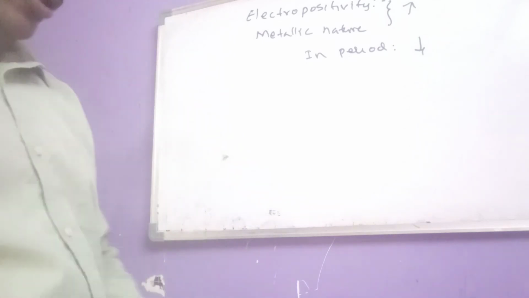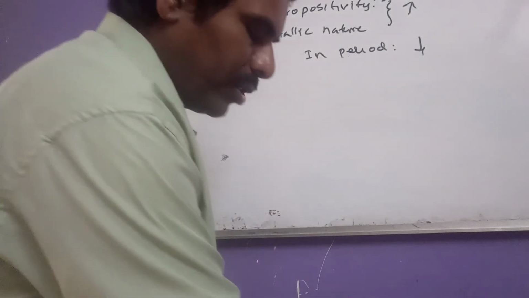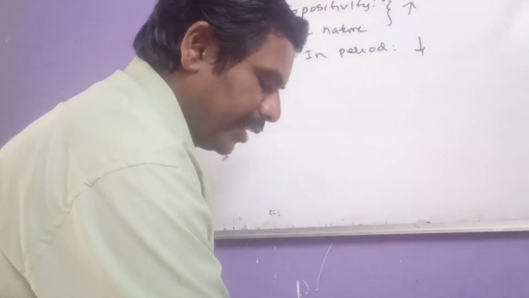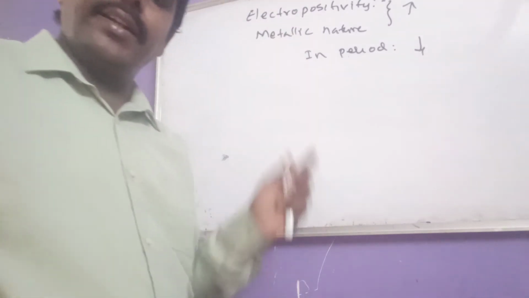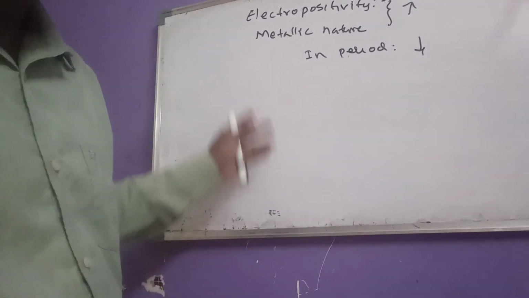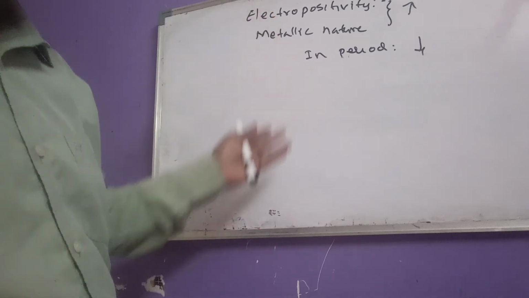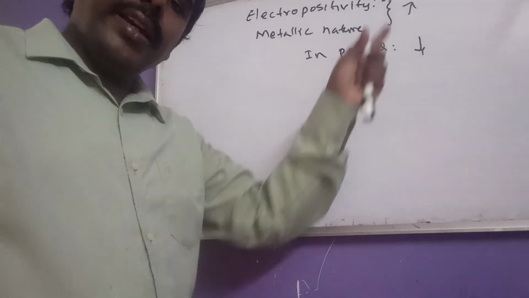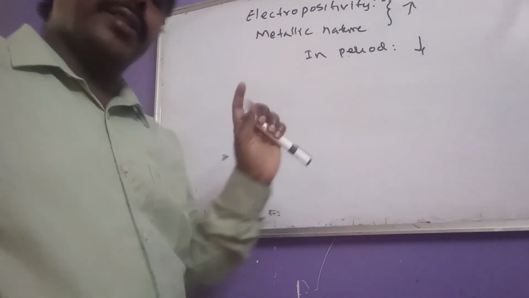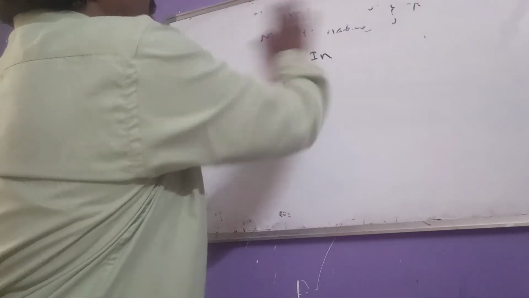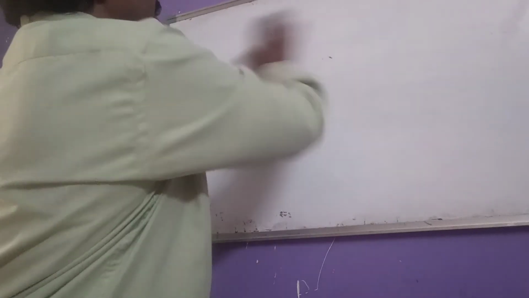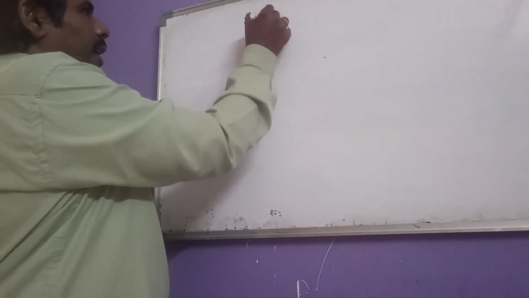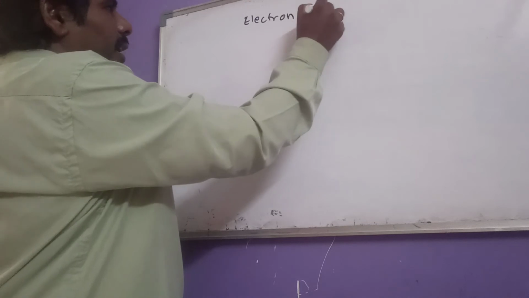So this is regarding electropositivity. The most electropositive element in the periodic table is cesium, because cesium is present in the first A group at the bottom. From top to bottom, electropositivity increases, so cesium has the highest electropositivity, and helium has the least. Okay, this is regarding electropositive character.